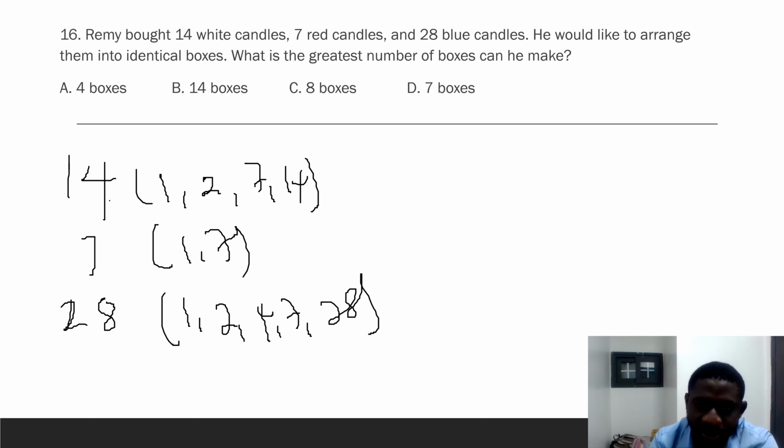Now, what bigger number appears in all the three? We have 7. 7 appearing here, 7 appearing here, and 7 appearing here. So we can make 7 boxes.